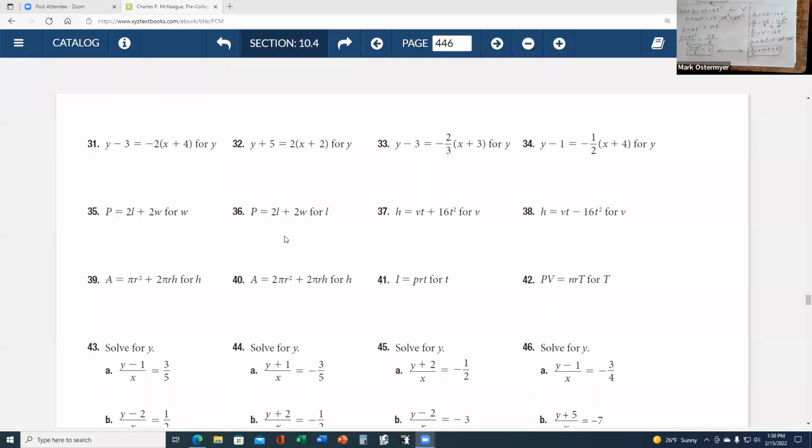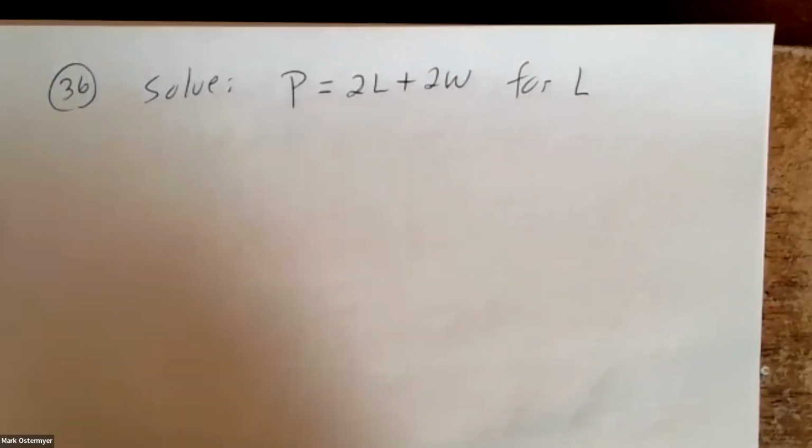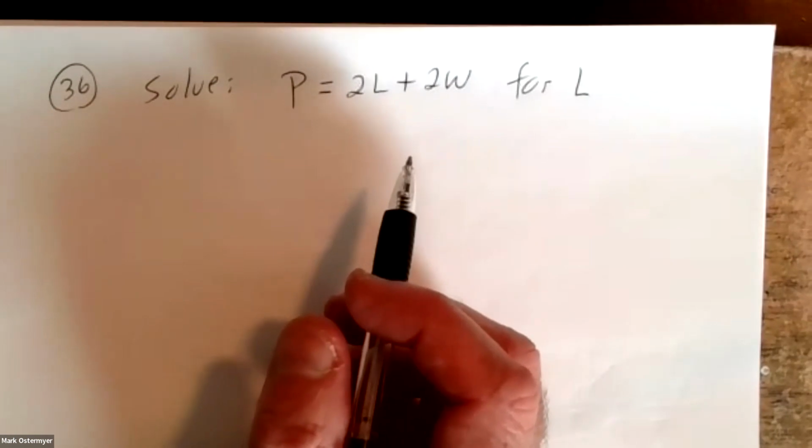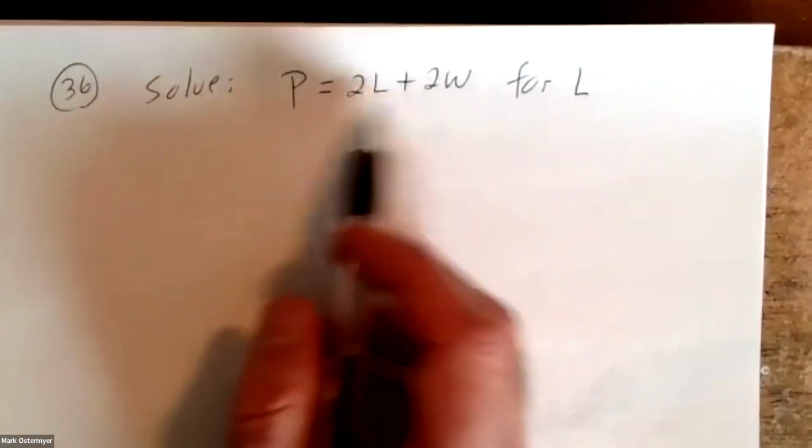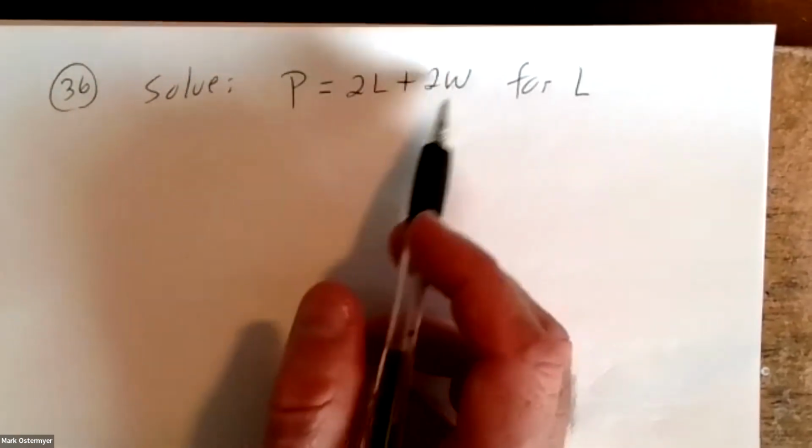Number 36, we have P is equal to 2 times L. That's an L, not a 1. 2 times L plus 2 times W. Does anybody recognize that formula, what it pertains to? This one's fairly common. Well, it's 2 times the length plus 2 times the width is equal to P. What do you think that pertains to? You're getting warm. It's the perimeter of what kind of a shape? Of a rectangle? Yes. The perimeter of a rectangle formula, ladies and gentlemen.